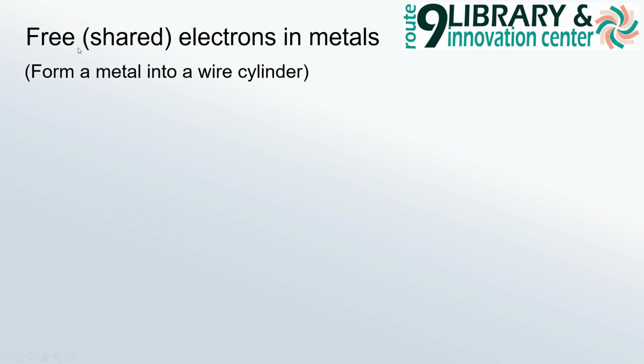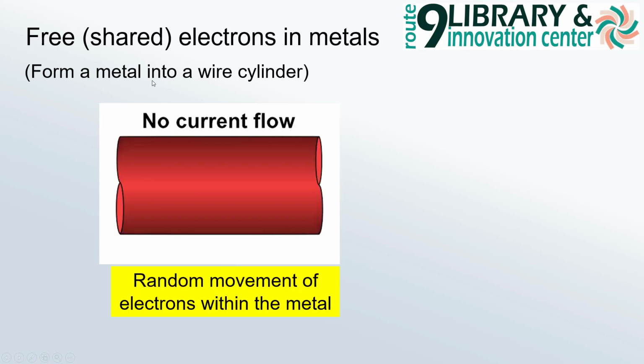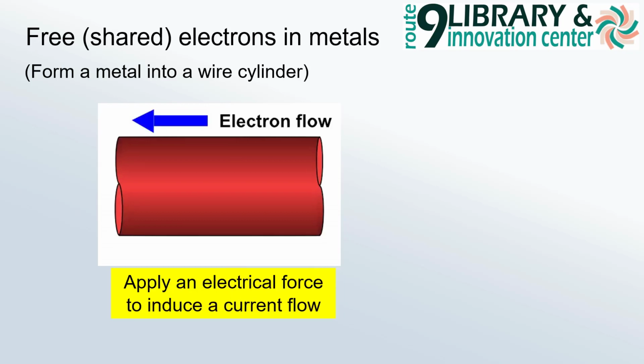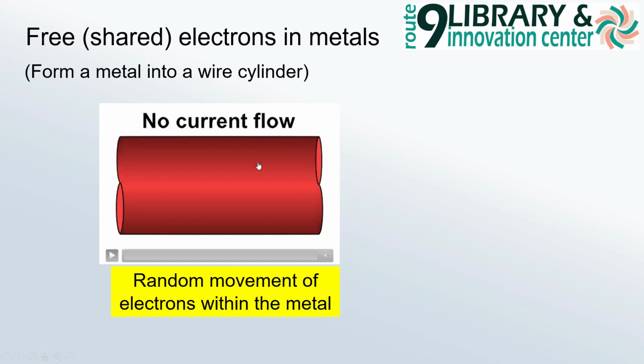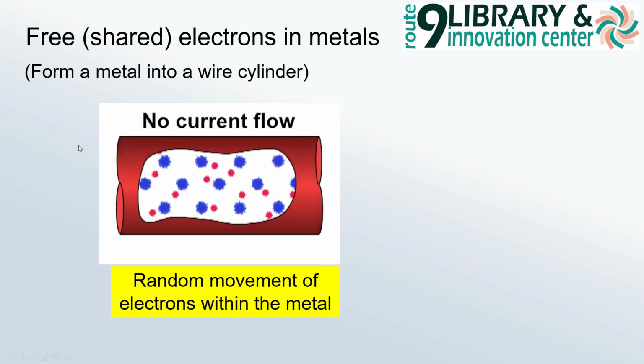So when we want to look at these free or shared electrons inside of metals, let's form a piece of metal into a wire cylinder. Here's a graphic I had done a number of years ago that shows a cylindrical wire, and we're going to peek inside when there's no current flowing. Oops, let's go back. Here we go. So if you can look at that, the blue dots represent the atoms in this lattice structure.